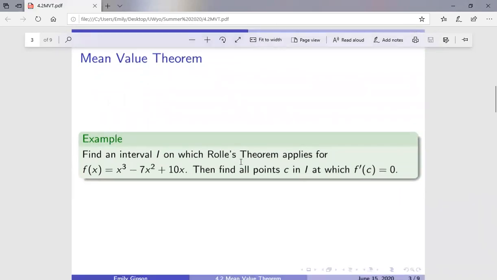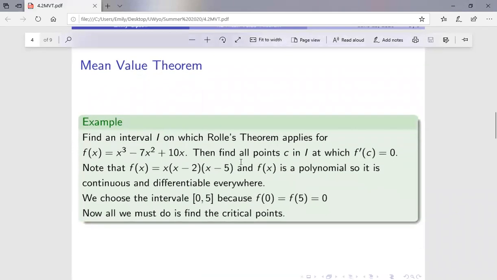But let's start by finding an interval I on which Rolle's theorem applies for f of x equals x cubed minus 7x squared plus 10x. Then we're going to find all the points C in I at which f prime of C equals 0. So I'm not going to make you take a moment and pause. You can just keep going with this video and we'll walk through it together.